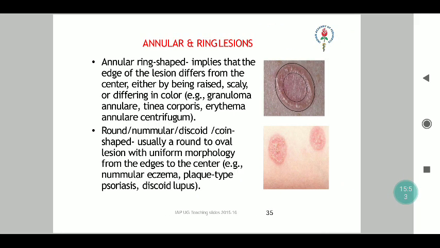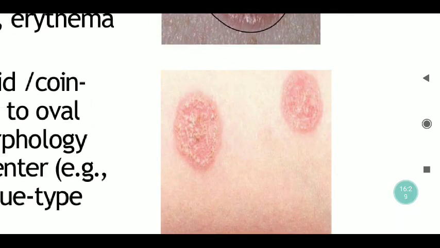Now coming to the annular and ring lesions, the annular or ring shape implies that the edge of the lesion differs from the center, which means that the edge is either raised or scaly or both, or may differ in coloration, such as in granuloma annulare, in tinea, or in erythema annulare centrifugum. Now, a round, nummular, discoid, coin-shaped lesion is round to oval-shaped with generally uniform morphology from the edges to the center, which is characteristically seen in plaque-type psoriasis or in discoid lupus, as you can see in this second image.